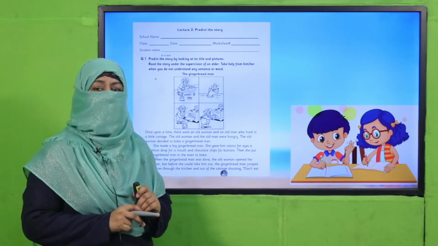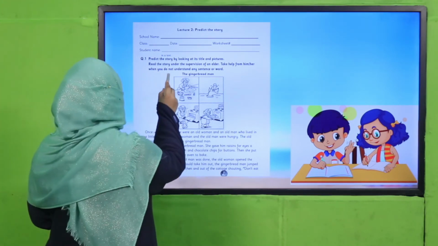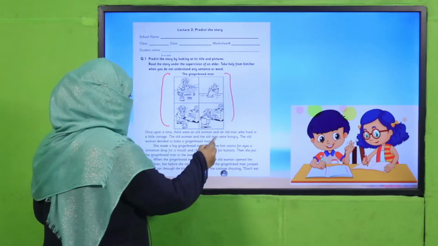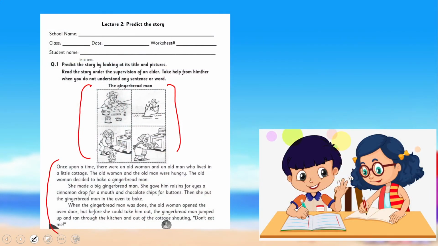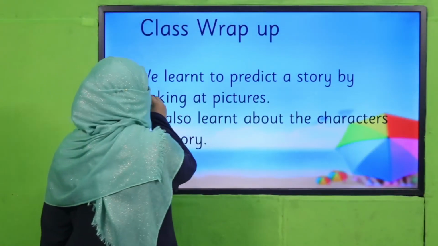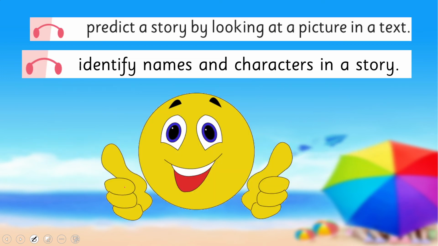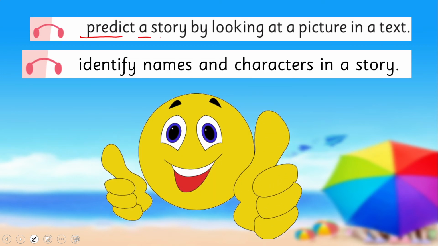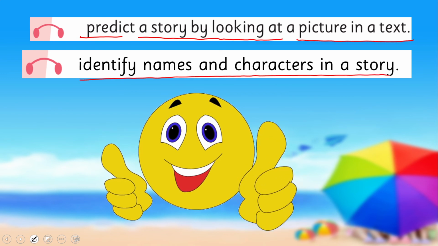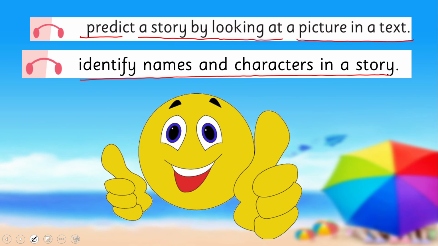And my dear children, what you will do, first you will look at the pictures, predict the story and then read the story to find out whether your prediction is correct or not. So what have we learned today? We learned to predict a story by looking at pictures and we also learned about the characters in a story. So we achieved our SLOs to predict a story by looking at a picture in a text, identify names and characters in a story. So are we done with it?